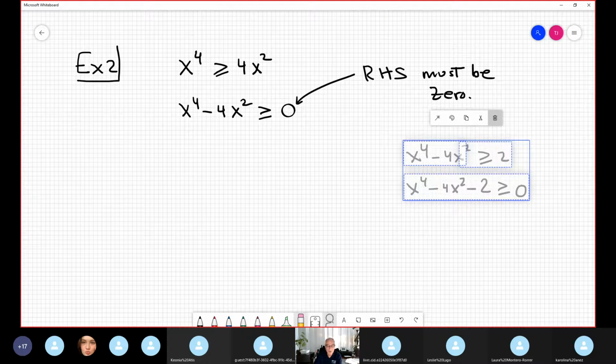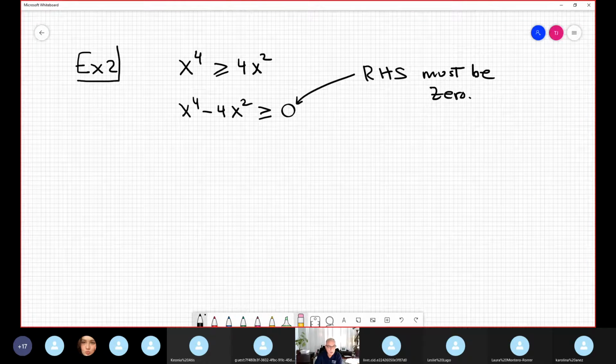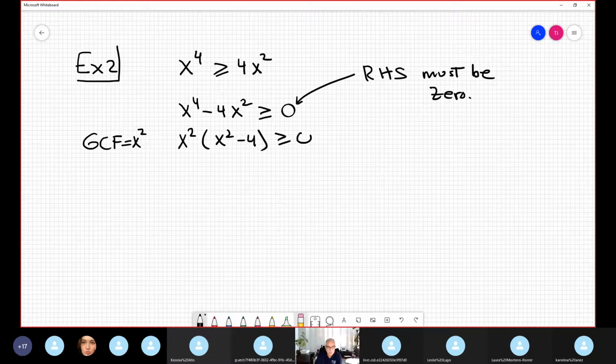Okay. Now, this is the moment to make a factorization. In this case, the GCF is x squared. But you have 4 and 2 is 2. x squared minus 4 greater than or equal to 0. I think no, I have a difference of squares in the second parenthesis.